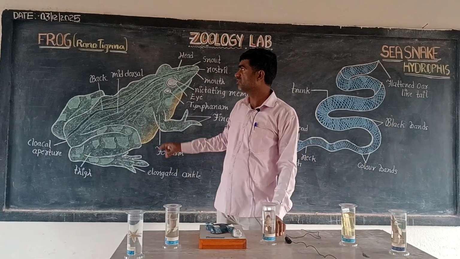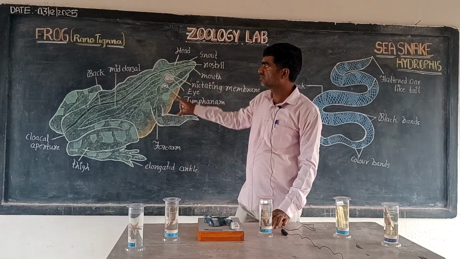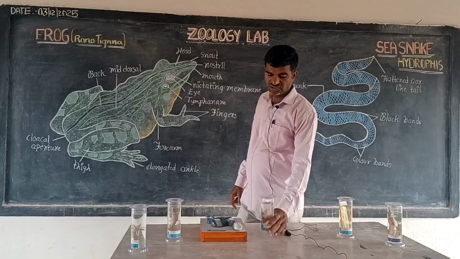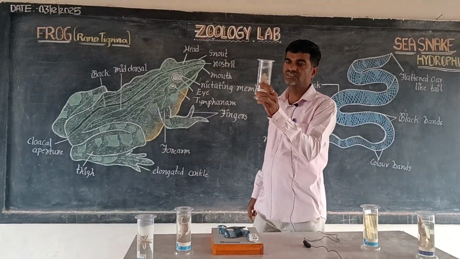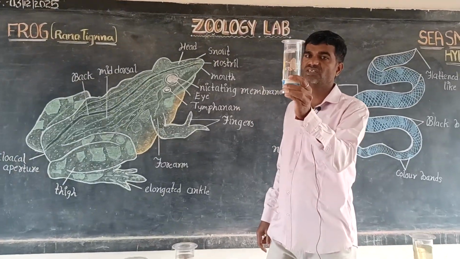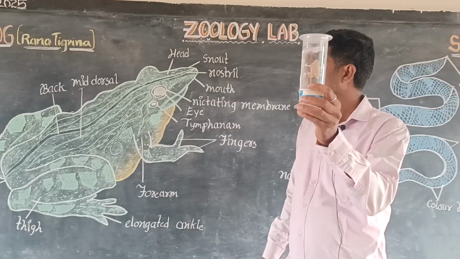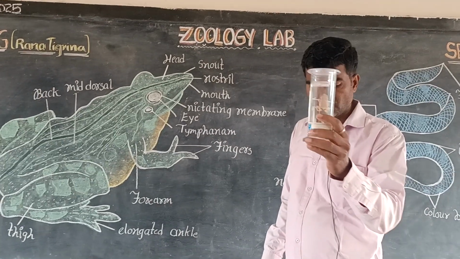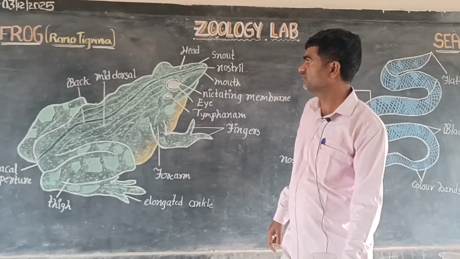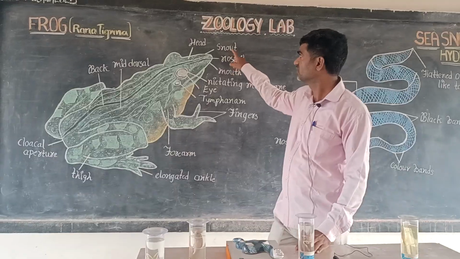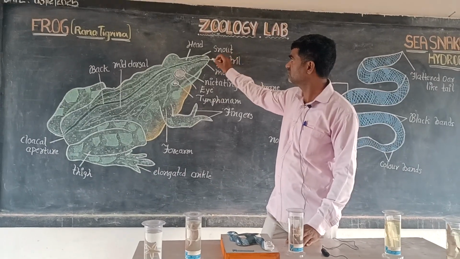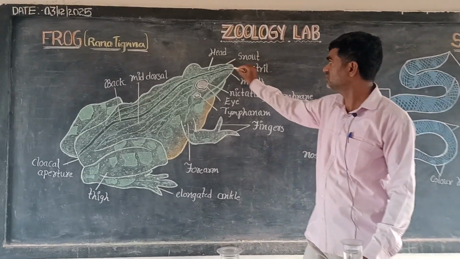Now this is the diagram of the frog. This is the specimen of frog. We can observe this is a frog. So what body parts are there in a frog? We can observe here the anterior part, the snout and nostrils.